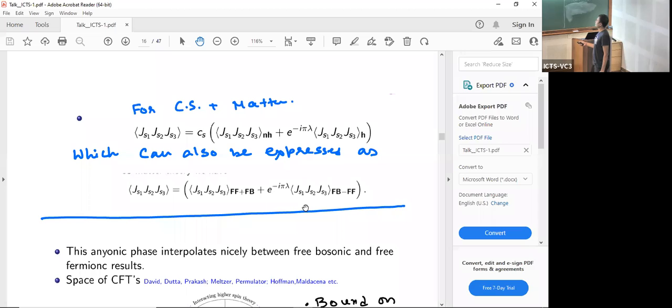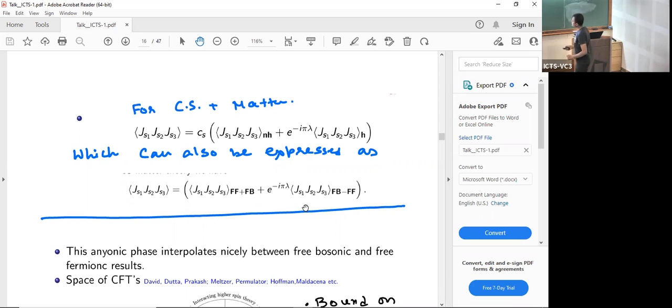This anyonic phase interpolates very nicely from free boson to free fermion. If lambda is equal to 0, you get the free bosonic answer, the free fermion cancels out. If lambda is equal to 1, you get a free fermionic answer. At lambda equal to 1, exponential of i pi is equal to -1, so you just get the free fermion. That's why I call it the anyonic phase, it interpolates nicely between the free boson and the free fermion.